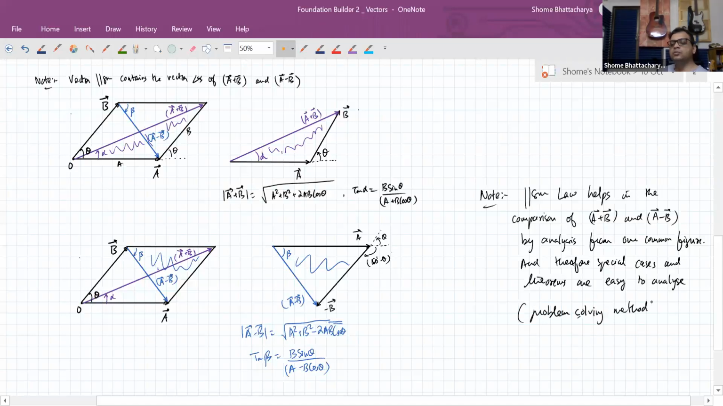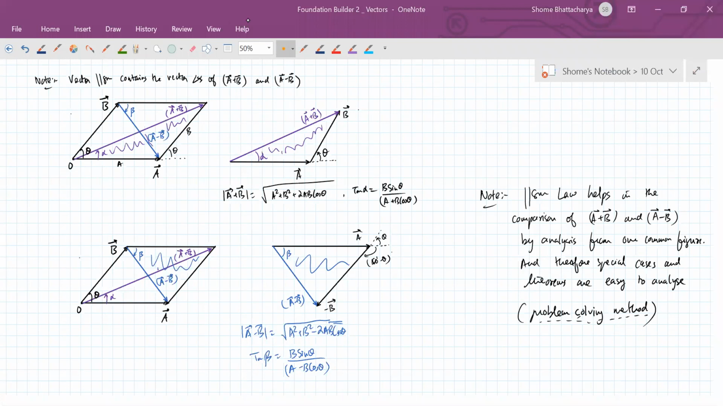This is an additional problem solving method. It's nothing new. We are still dealing with the sum and difference of vectors geometrically, but this becomes an additional problem solving method for us. Okay, so just make a note of this part. Make sure you understand the comparison of the two vector triangles for sum and difference with the parallelogram.